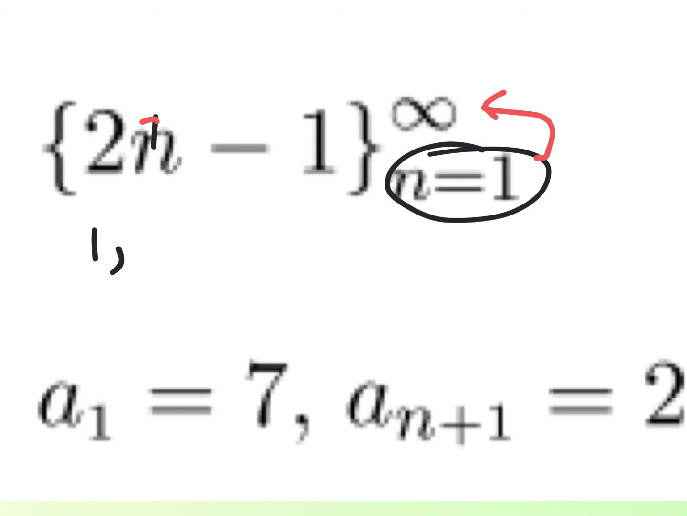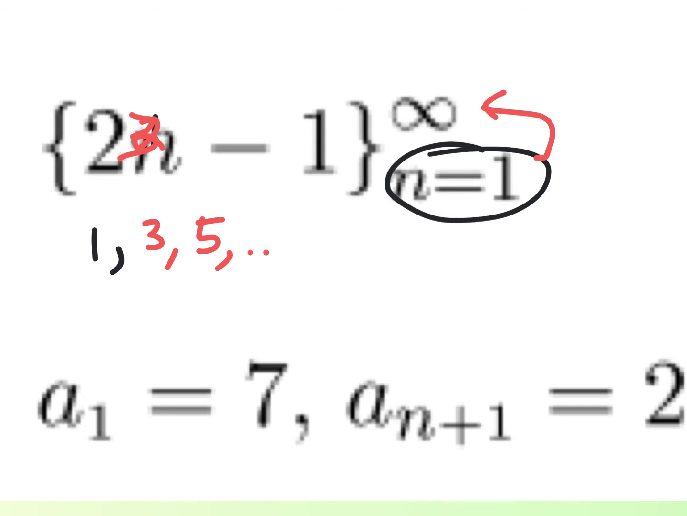Okay, so if I put in 2, I got 2 times 2 is 4 minus 1 is 3. And then I put in 3. 3 times 2 is 6 minus 1 is 5. Okay, I'm catching on to the pattern. 1, 3, 5. Do you get what's going on?